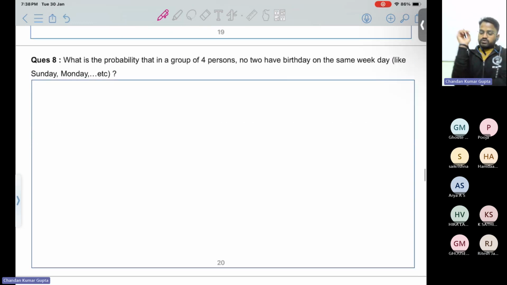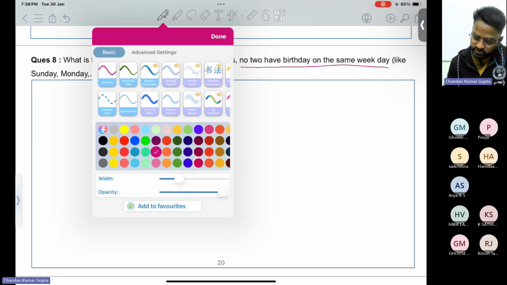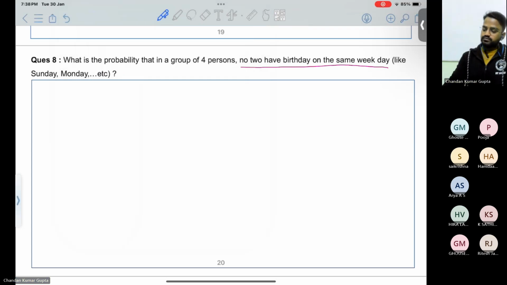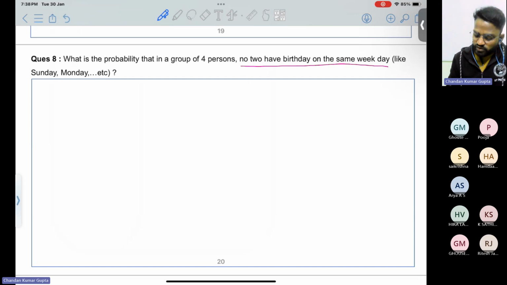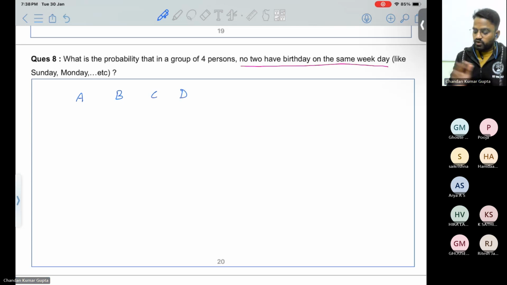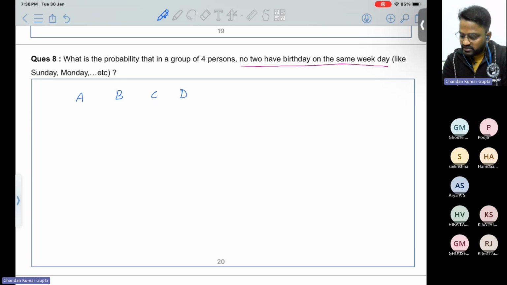Now next question. What is the probability that in a group of 4 persons, no two have a birthday on the same weekday? It means no 2 persons have a birthday on the same day. Suppose it's a very logical question. Suppose there are 4 people, A, B, C, and D. Any person may have a birthday on any day, na? Any of the 7 possible days. So first, the number of sample space or the total possible outcomes is what?